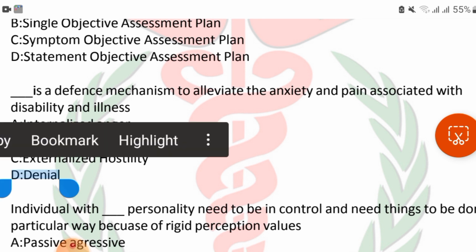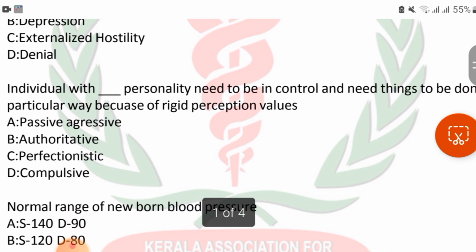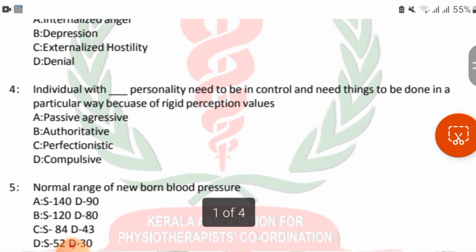The correct option for the third MCQ is denial. Basically, denial is denying the reality or denying the external factors that could basically trigger anxiety and pain. Let's move towards MCQ 4.